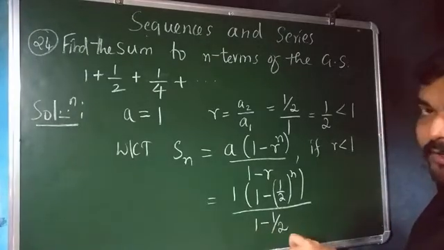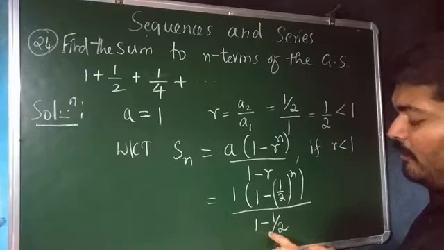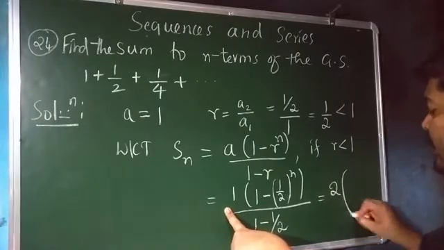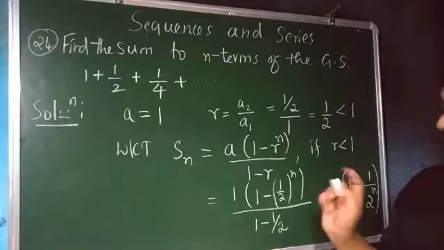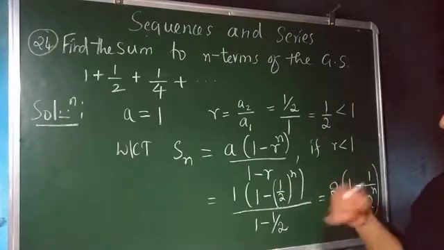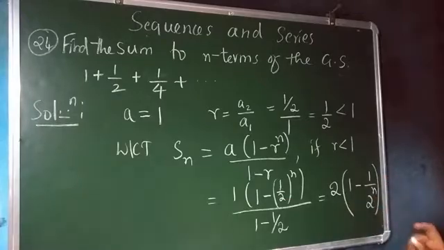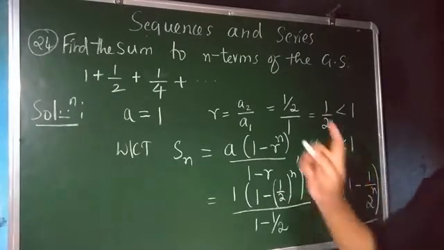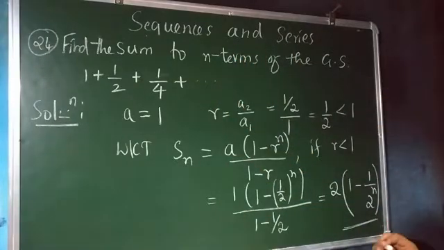1 minus 1 by 2, that is half, the denominator of the denominator goes to the numerator. So what you are left with: 2 multiplied with 1 minus 1 divided by 2 power n. Because 1 power n is 1 itself, whatever the value of n, and 2 power n remains 2 power n. Therefore, this one is the summation of n terms of this particular geometric series.